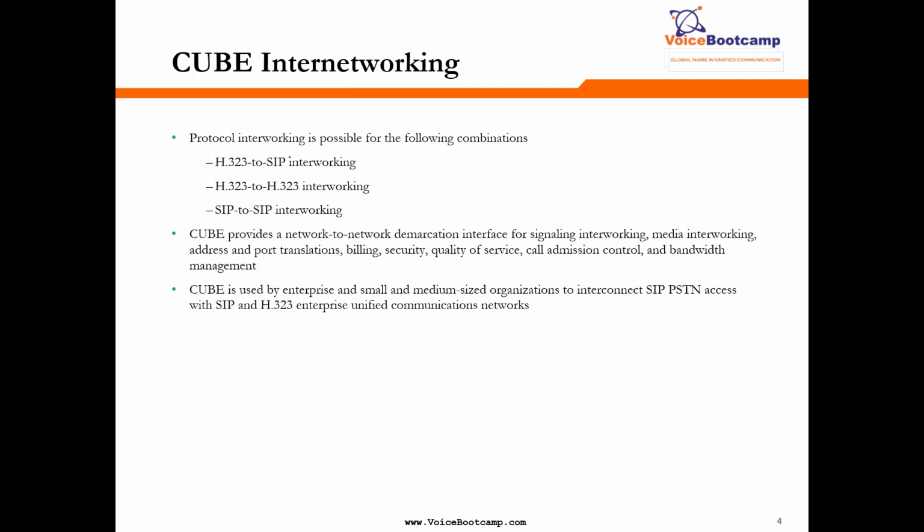Now, protocol internetworking is possible for the following combinations. You can send a call from H.323 network to SIP, or you can send a call from H.323 to H.323, or SIP to SIP. CUBE can provide a network-to-network demarcation interface for signaling internetworking, media internetworking, address and port translation, so that you can hide your internal network from the external by forcing every traffic to go through the CUBE router. Now, CUBE is used by the enterprise, small to mid-sized business, or to interconnect PSTN, SIP-based PSTN. A lot of service providers that are providing some sort of SIP trunk these days probably often use the CUBE to establish that.